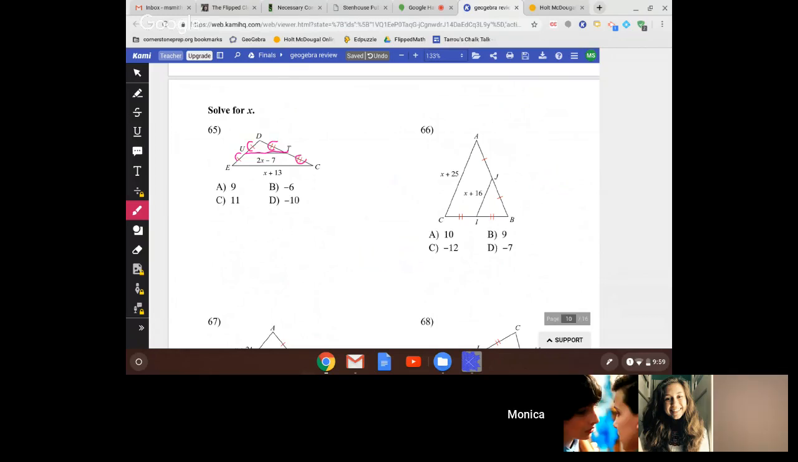Okay. So remember the relationship between a mid-segment and the third side that it doesn't touch is that the mid-segment is 1/2 of that whole length. So if we say 2 times 2x minus 7, that would equal x plus 13. The other way to do it would be to say 1/2 times x plus 13 equals 2x minus 7. But nobody likes to do fractions.